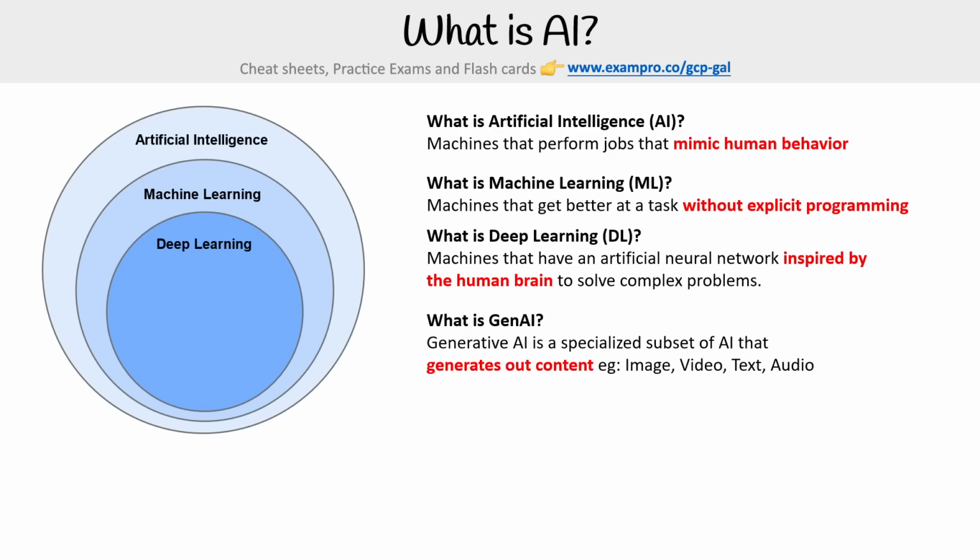Then we have Gen AI. Gen AI, which is more of a marketing term, but generative AI is a specialized subset of AI that generates content such as images, video, text, and audio. Now, I don't have it in the graphic on the left because it's hard to say where it goes. Does it go here, right? Because it is a subset of AI, but technically, Gen AI often utilizes deep learning, because a lot of Gen AI techniques like large language models or vision models are utilizing neural networks. So it is deep learning, okay?